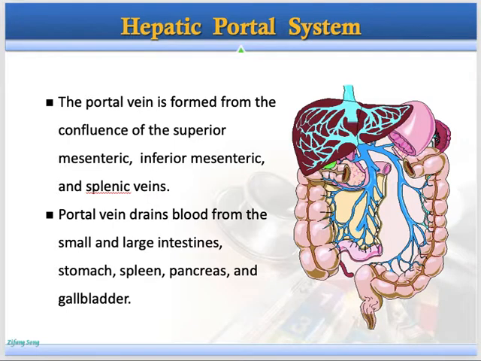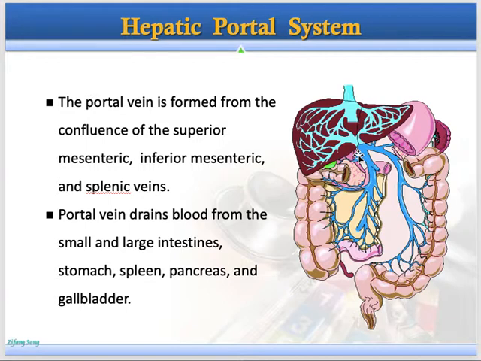And how is the portal vein formed? Of course, it is formed by the vessels which are coming from the intestines or the GIT, the superior mesenteric vein, and it also receives the splenic vein. You can see over here the splenic vein is coming, and all this blood supply from the superior and inferior mesenteric veins form the portal vein.